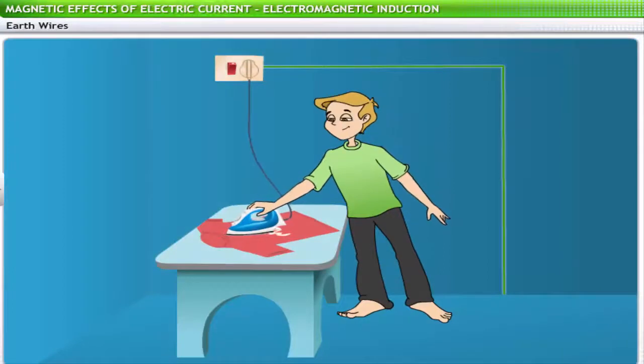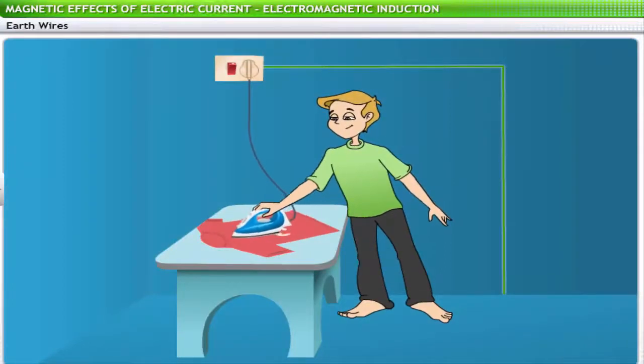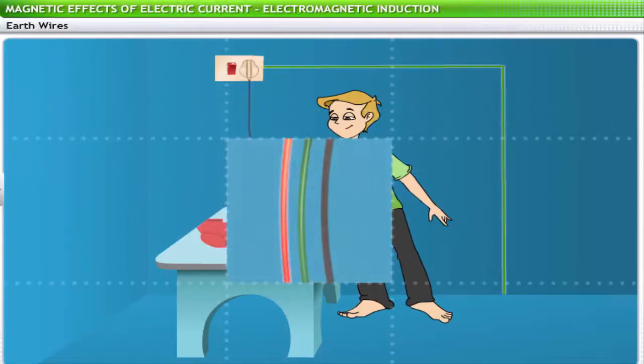Connecting the metallic bodies of these appliances to earth wire ensures that any current leakages are conveyed to the earth. Hence, earth wires save users from severe electric shocks. Earth wires are generally insulated in green color.